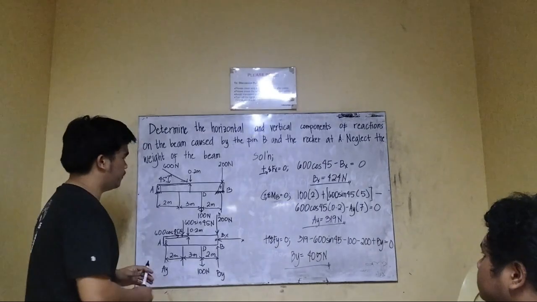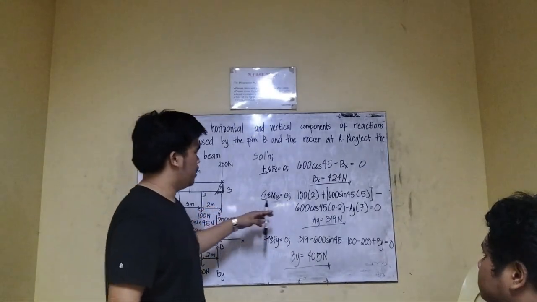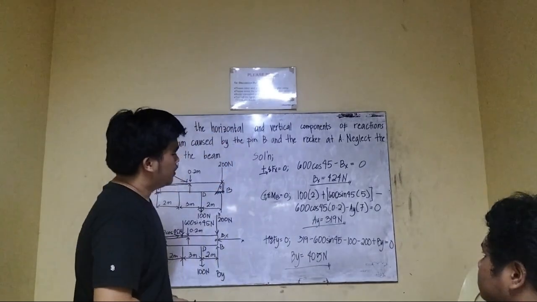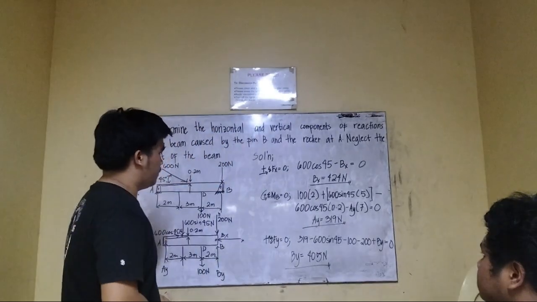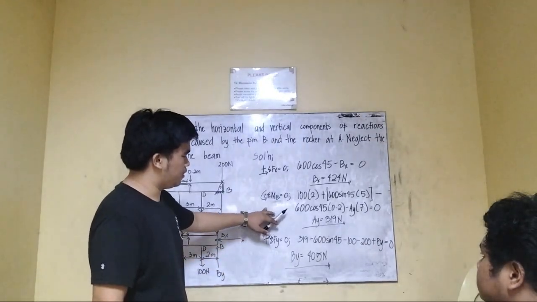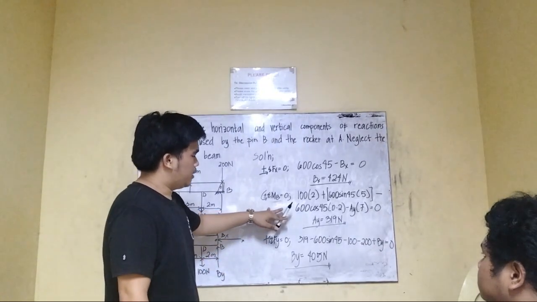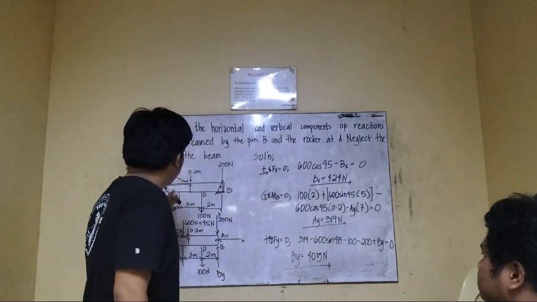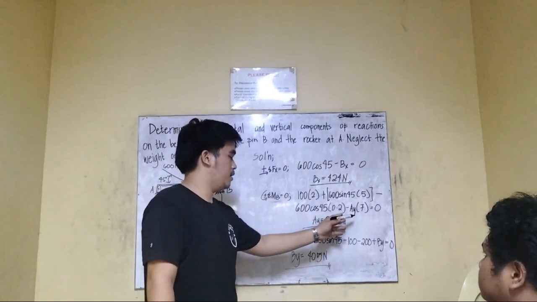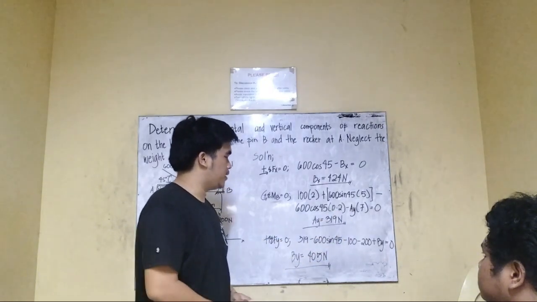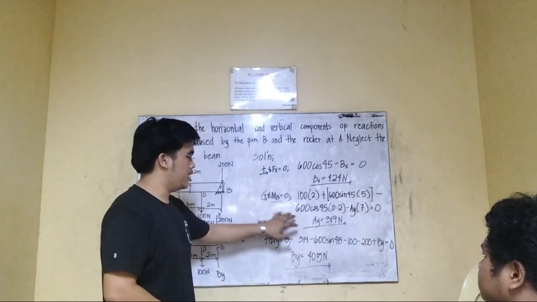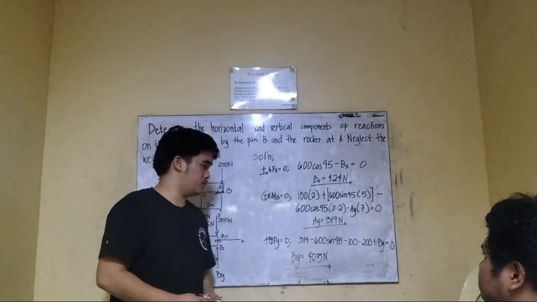load and the distance of 2 meters at B. Then the 600 sine 45 times the distance of 5 meters. Then minus the 600 cosine 45 times the thickness of the load, 0.2, minus Ey times 7 meters of distance equals 0. So our Ey is 319 Newton.